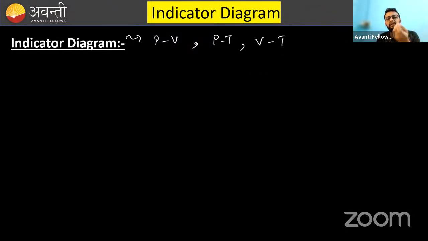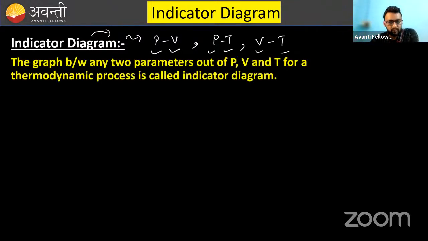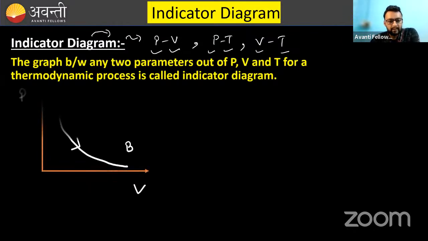You are not getting what I am saying. I am saying an indicator diagram is a representation of a process on either a pressure versus volume graph, a pressure versus temperature graph, or a volume versus temperature graph. This is a representation of a thermodynamic process. Okay, some examples are here. That's mentioned here.